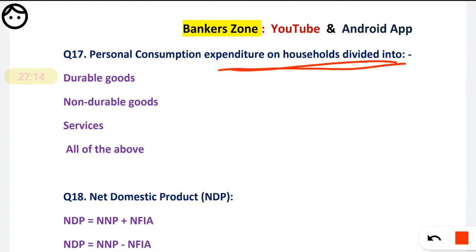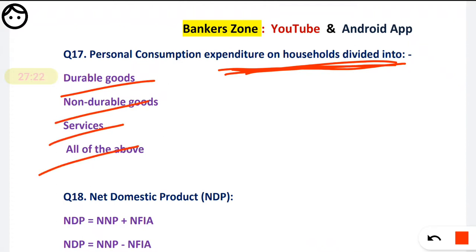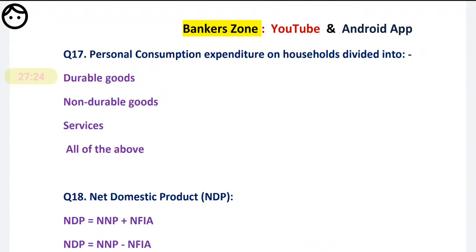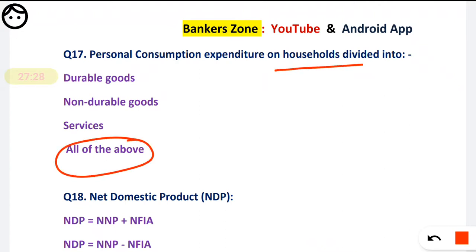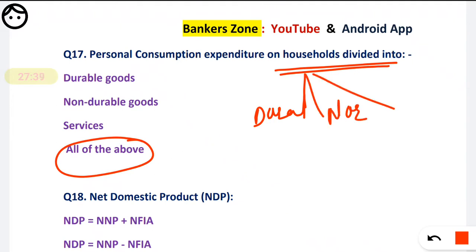Now question number 17, the personal consumption expenditure on household is divided into. Remember, the options are first durable, second non-durable, third services, and fourth all. So the correct option here is all of the above. How? The expenditure on household items is divided first into durable, then non-durable, and again services.